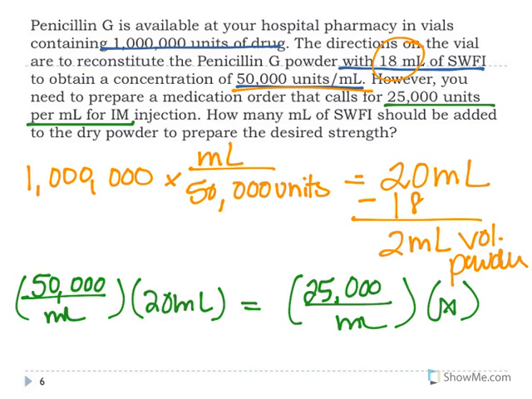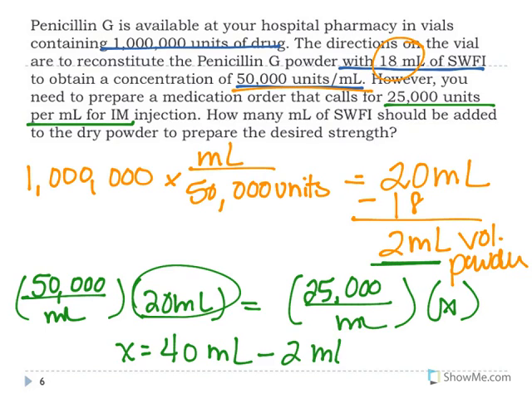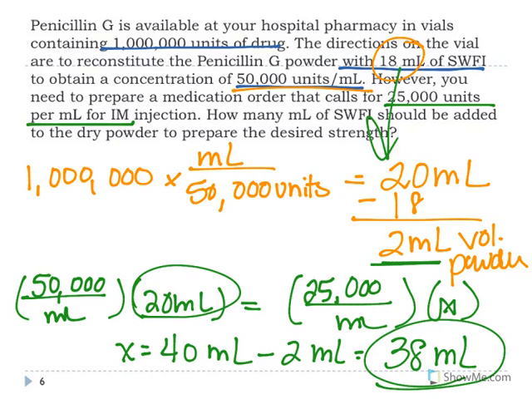So when you solve for X, X ends up being a new final volume of 40 mL. So it is double. However, remember, it's only 2 mL that is taken up by the powder. So we have to subtract 2 milliliters. And in this case, you would reconstitute with 38 milliliters of sterile water for injection. Again, if you simply doubled the 18, that would have only been 36, representing once again that nonlinear relationship. And that's why it's important to go ahead and do these problems carefully.